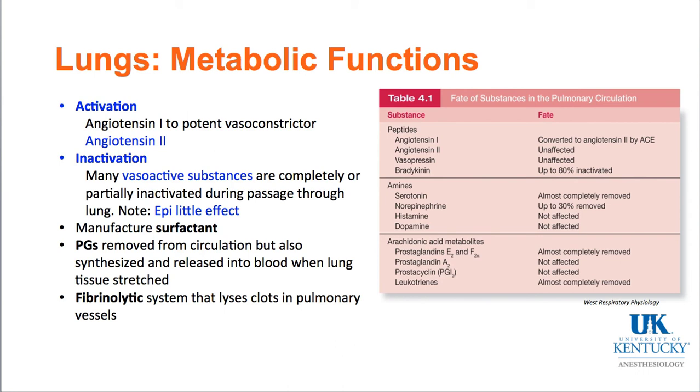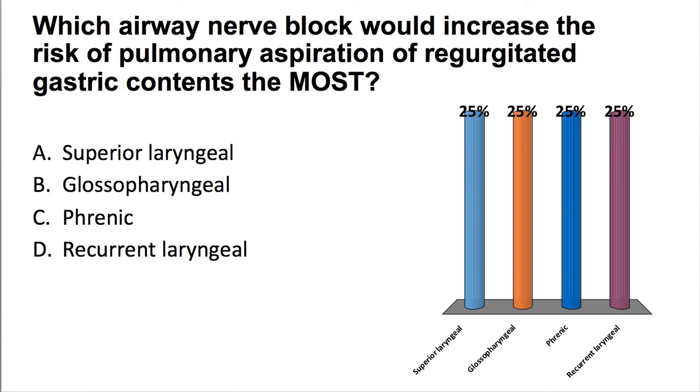The lung manufactures surfactant. Prostaglandins are removed from the circulation, but also synthesized when you stretch the lung. Prostaglandins can be released. Maybe that's one of the mechanisms of inflammation with volutrauma. The fibrinolytic system lyses clots. For example, if you have a pulmonary embolus, the lung can start fibrinolysis and lyse the clot in the pulmonary vessels.